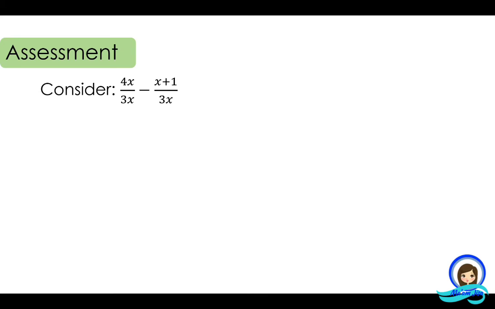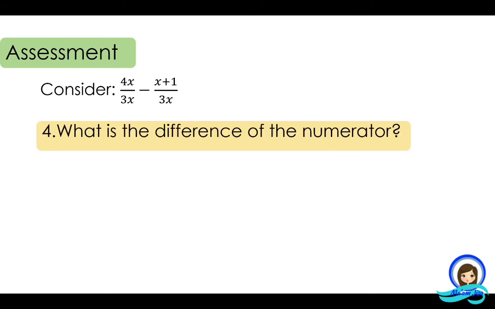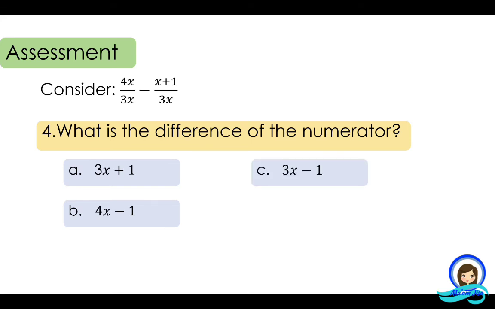But we have here a new given. 4x over 3x minus x plus 1 over 3x. So question number 4. What is the difference of the numerator? Letter A. Letter B. Letter C. Or letter D. Can you post your answer?